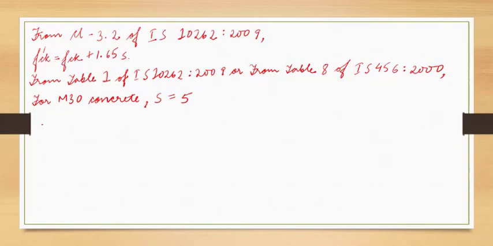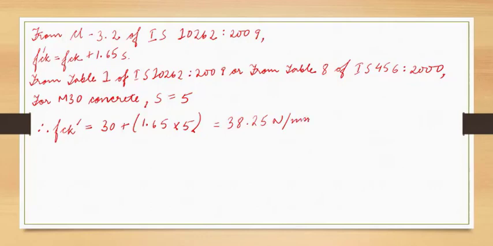So now we can find out F_ck dash. Therefore, F_ck dash is equal to the F_ck value, which is 30, plus 1.65 into the S value, which is 5. So we get this as 38.25 Newton per mm square. So this is step 1 of the solution.